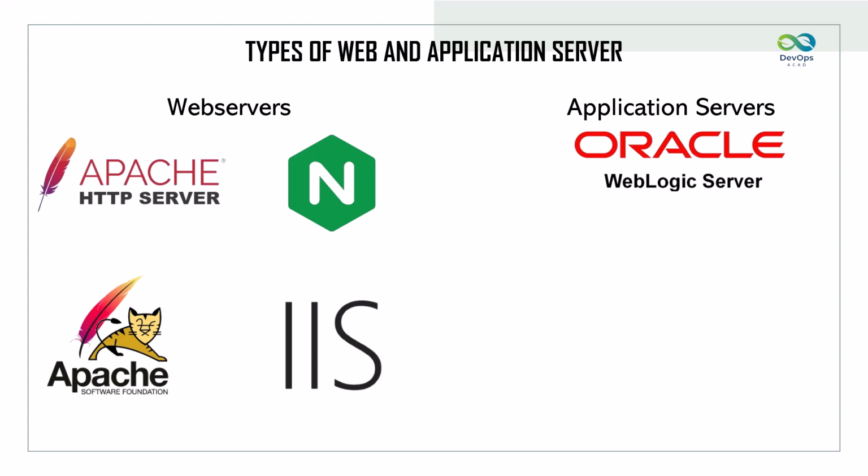Another one is JBoss. I think JBoss is from Red Hat. It's also an application server that is used to host Java applications, Java EE applications, which is Java Enterprise Edition applications. So JBoss is one of the application servers used extensively in organizations.